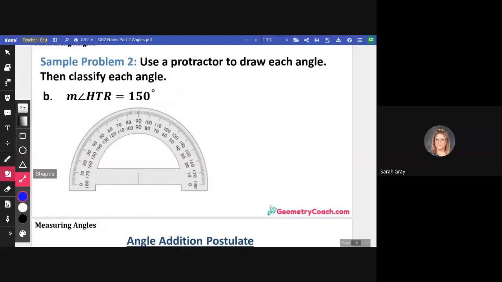Okay, let's do it again. This time I want you to point the angle the other direction. So using your line tool, start at the center and go to the left, pointing at 0. And then choose the correct 150 degrees.